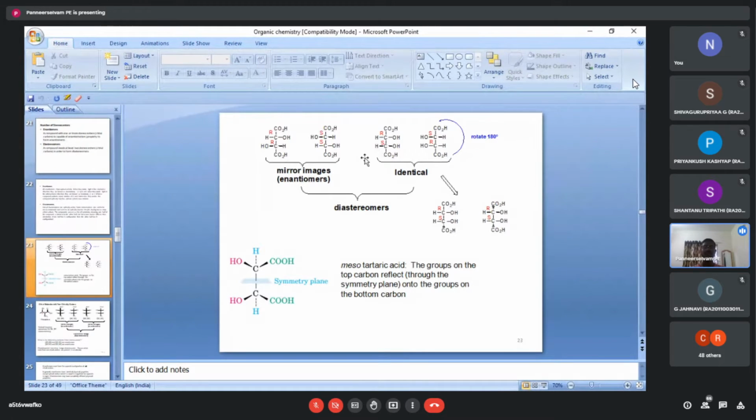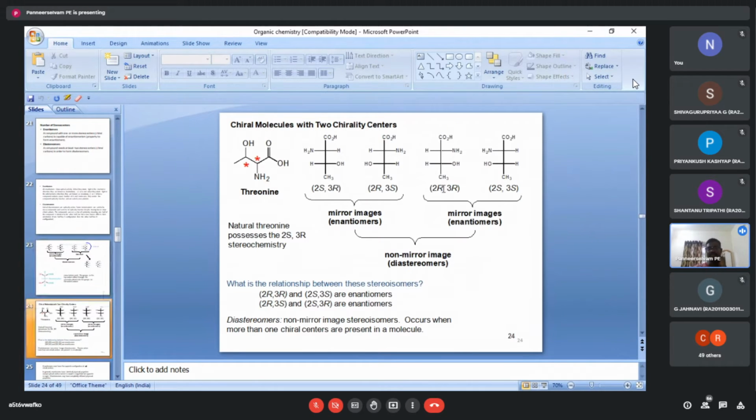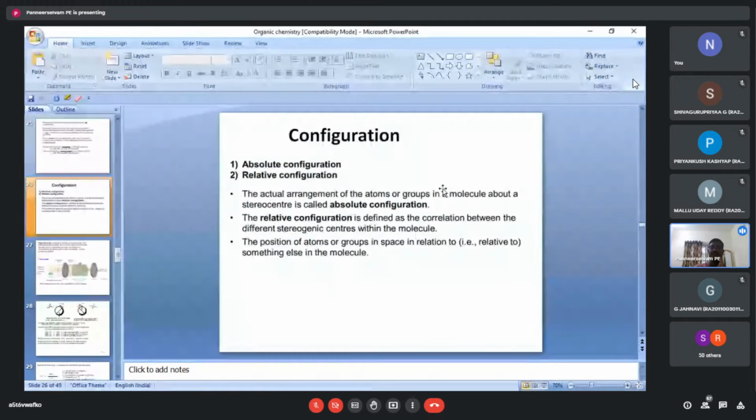So here also, this is rotating with this carbon. OH coming this side, H going that side. You see here, rotate 180 degrees. Finally, what about this? Both are identical. Here these are diastereomers. So in meso tartaric acid, the group on the top carbon reflects onto the group on the bottom. This acid, both also acid. So what about this chiral? Yesterday we discussed what the configuration will be.